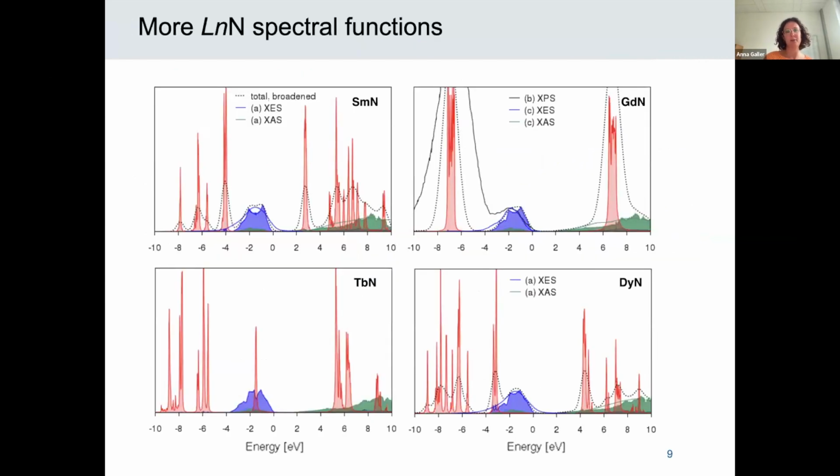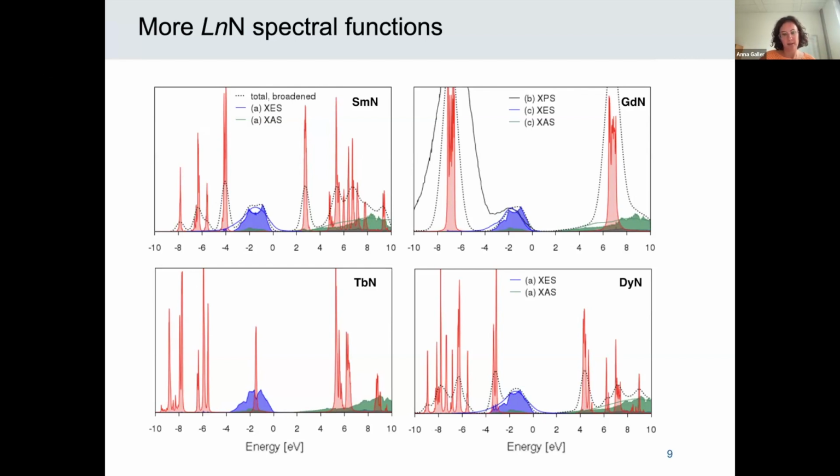And here you have even more spectral functions for more of these mononitrides, like samarium nitride, gadolinium nitride, terbium nitride, and dysprosium nitride. So you can see that the 4f states change a lot along the series. Of course, the multiplet splitting changes a lot, and also the average position of the occupied 4f states is shifted to lower energies in the plots here due to the increase of the binding energy along the series.